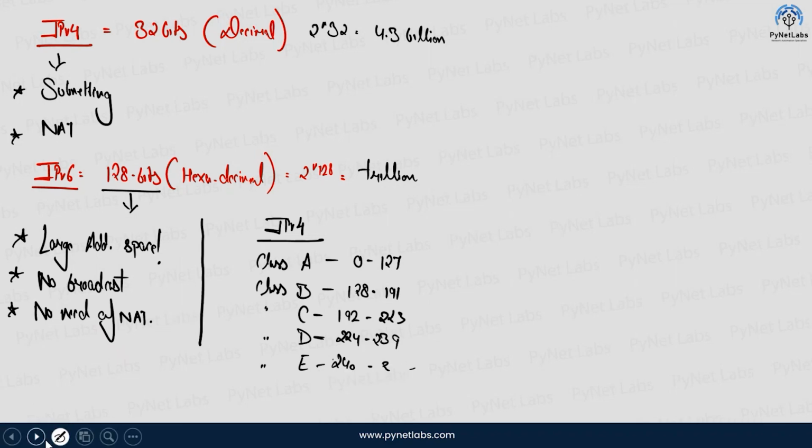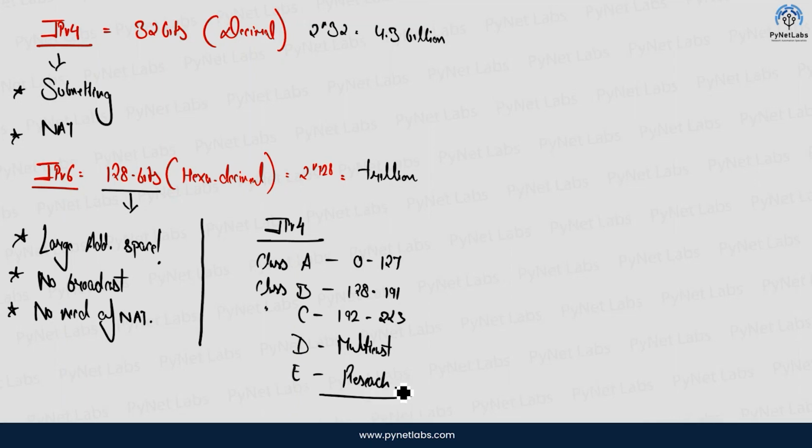These were the ranges of IPv4 addresses, where we usually use A, B, and C in the production environments. Class D is basically used for multicast purposes, and E is not being used. It is reserved for research purposes, used by organizations like NASA to carry out operations and do research.